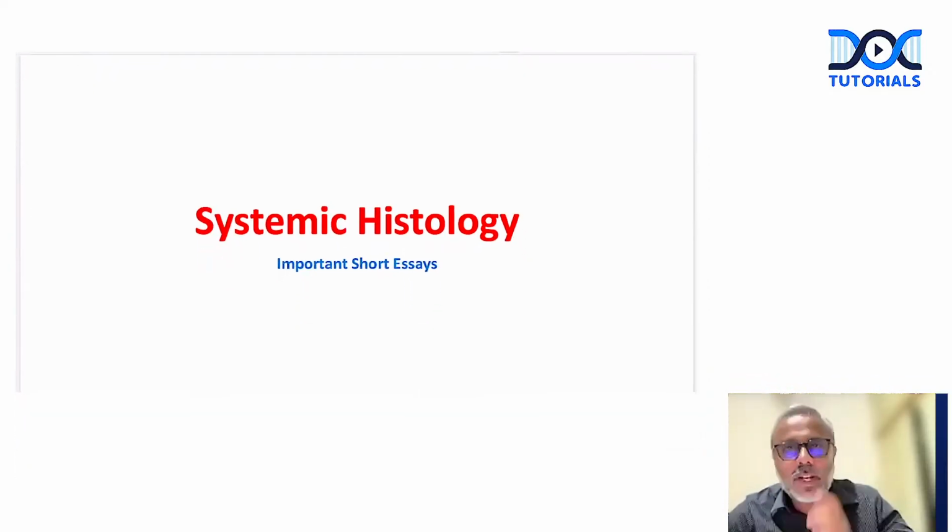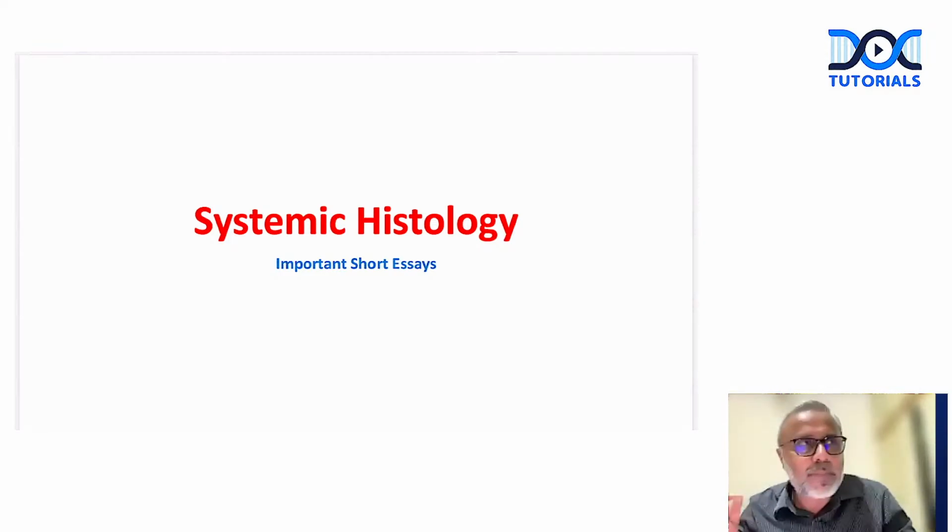Usually, systemic histology in the majority of universities is asked in paper 2. So please check your blueprint once again to confirm which paper systemic histology is often asked in. The weightage is anywhere between 5 to 10, on average, let's say 8. Usually you get a short essay, a 5 marker, and maybe a 3 marker, or a 5 marker and a few MCQs, right?